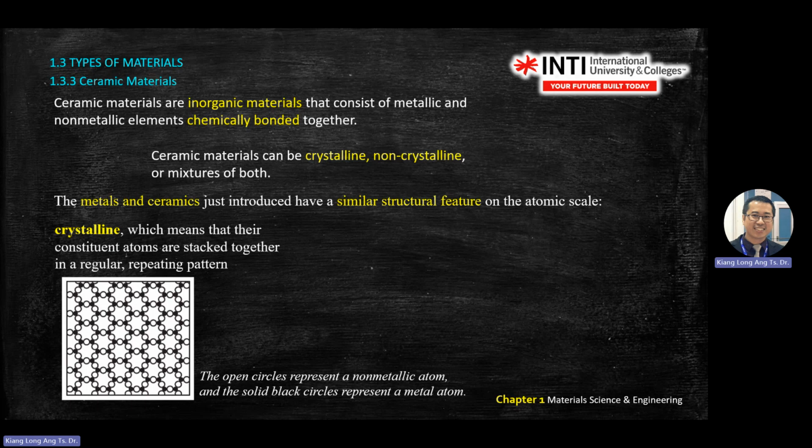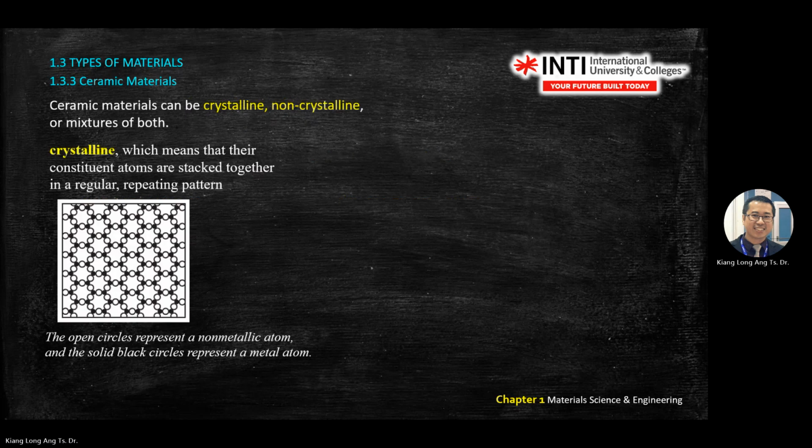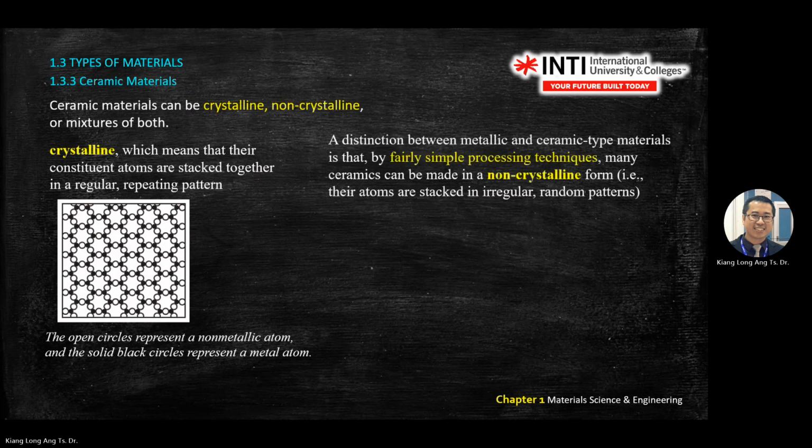So we got the black dot and the blank dot. In this case, in the ceramic material, we use solid black as metals, non-metals as open circle. So the black one is metals, and so on. Okay. This is just an illustration of what crystalline means. What is crystalline mean? As you read.